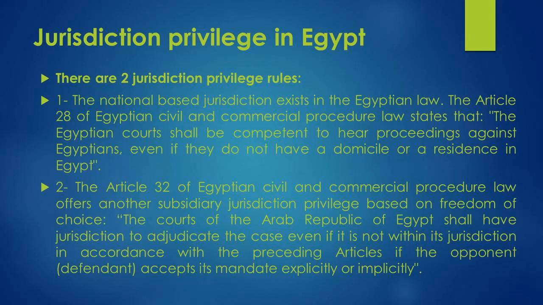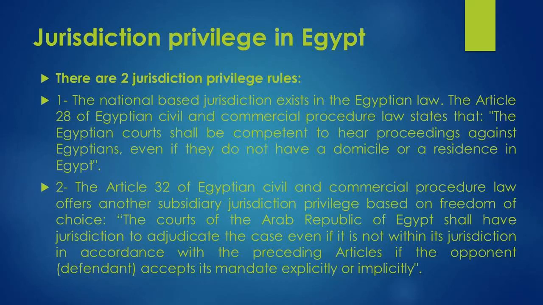We have a final jurisdiction privilege, which is only in Egypt and not in France. So we didn't take Article 14. So if the plaintiff is Egyptian, it doesn't make any sense. So the nationality of the plaintiff in Egypt doesn't play any role. In France, yes. We took only the defendant's nationality.